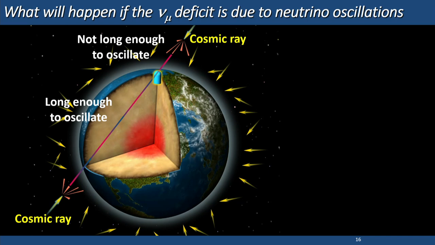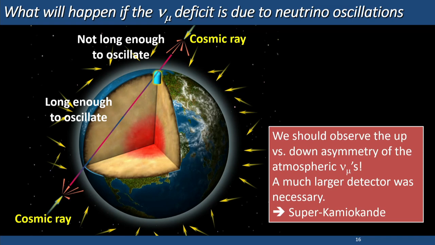On the other hand, neutrinos are also created on the other side of the Earth. These neutrinos have to travel a very long distance before reaching the Kamiokande detector, and therefore, they may have enough time to oscillate. So, if we think this way, we can easily conclude that we should observe the up versus down asymmetry of the atmospheric muon neutrinos.